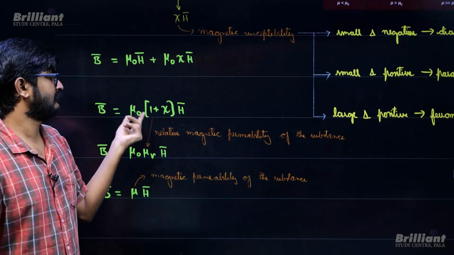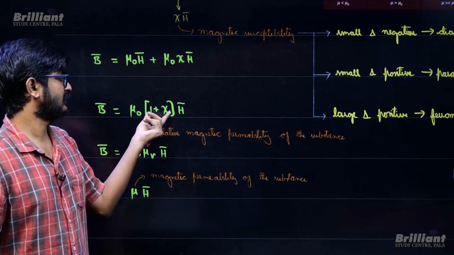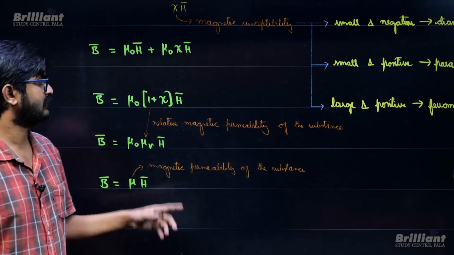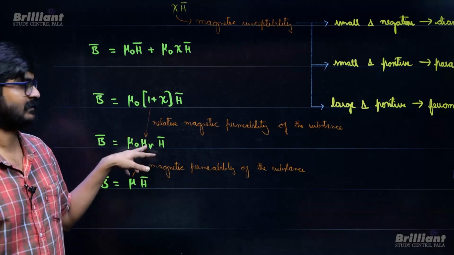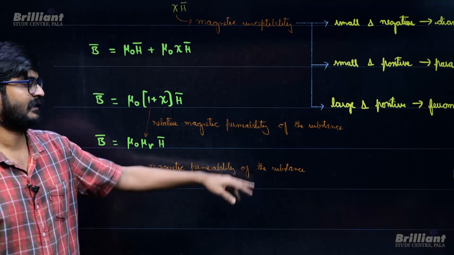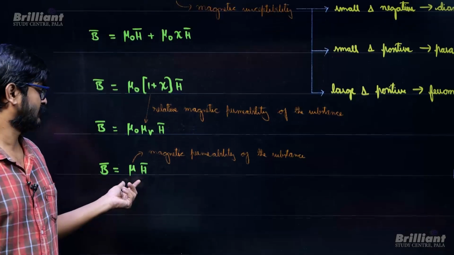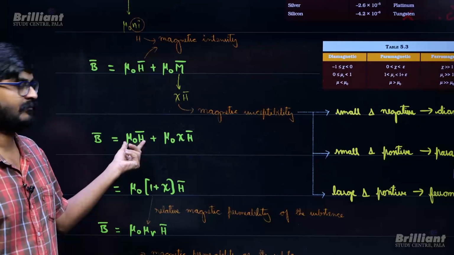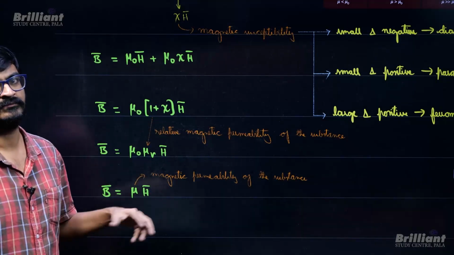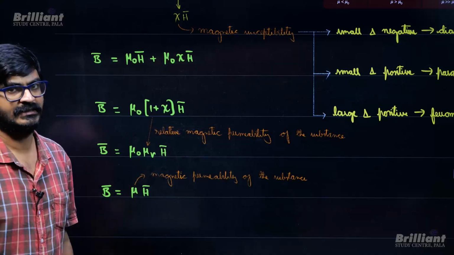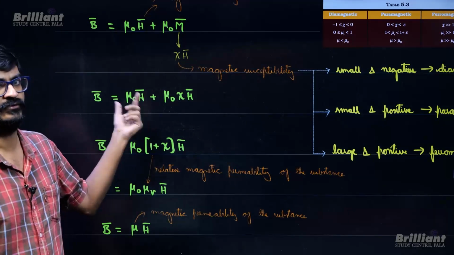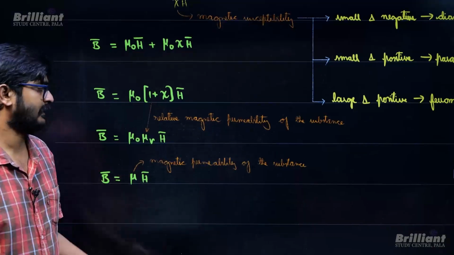Thereafter you can take mu naught into H common, so this one you can write as mu r, that is the relative magnetic permeability of the substance. Now mu naught into mu r, you can call it mu, the magnetic permeability of the substance. Now this looks almost similar to the applied magnetic field, but just with mu. So that's much easier for us to understand what will happen if you keep some material inside the solenoid. If you don't keep anything, the magnetic field will be mu naught into H. If you keep something, then it is going to be mu into H.